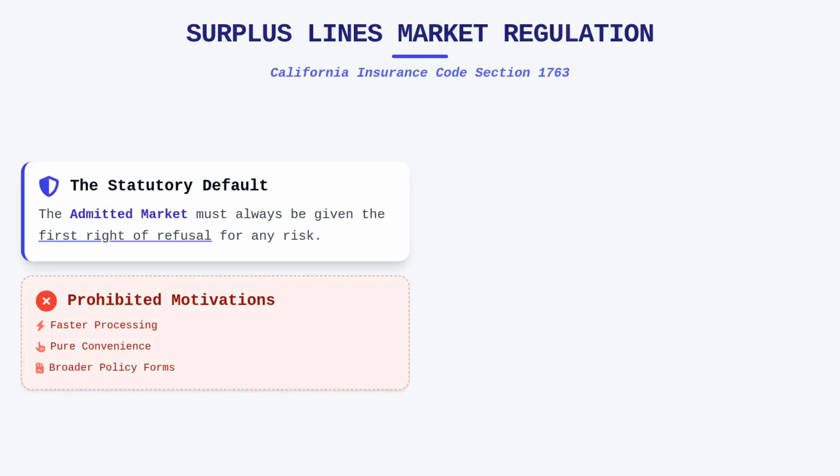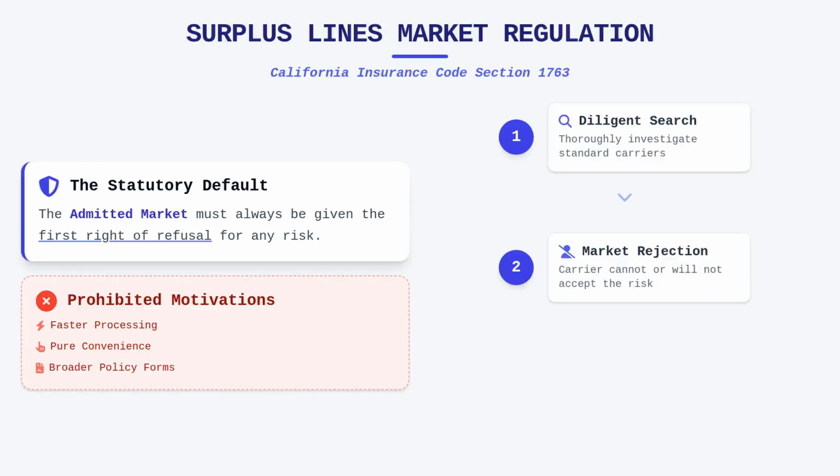Under California Insurance Code Section 1763, an insurance producer cannot simply route a risk to a non-admitted insurer for convenience, faster processing, or a broader policy form. The statutory default is that the admitted market must always be given the first right of refusal for any given risk. To protect this market and ensure consumer protections remain intact, the code establishes strict parameters around what constitutes a diligent search of admitted insurers.